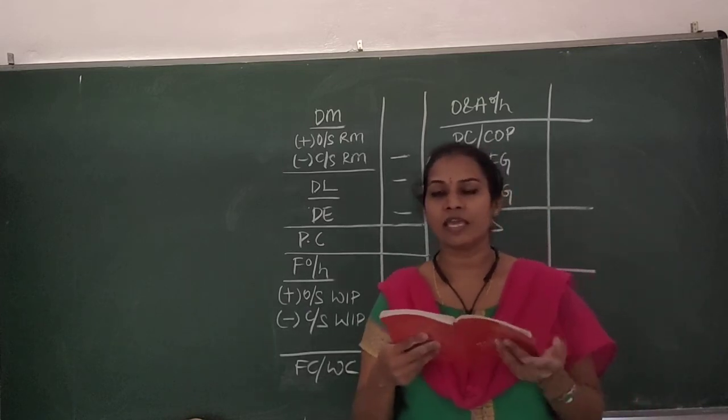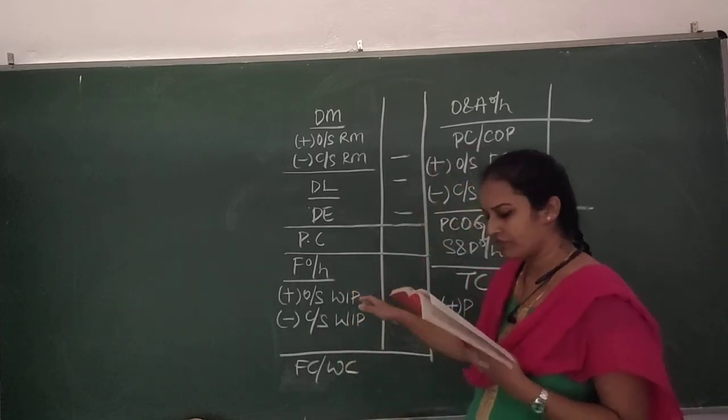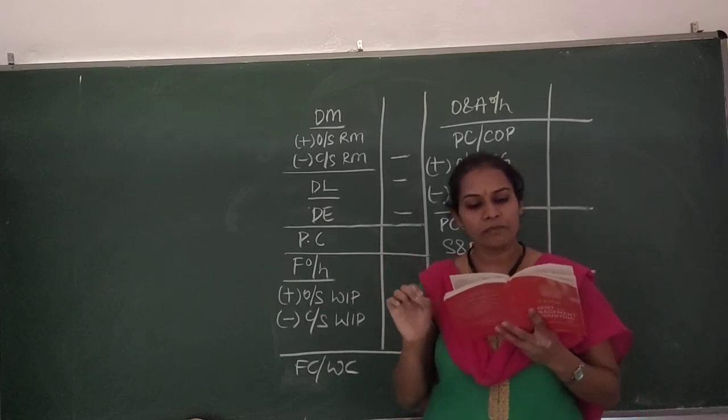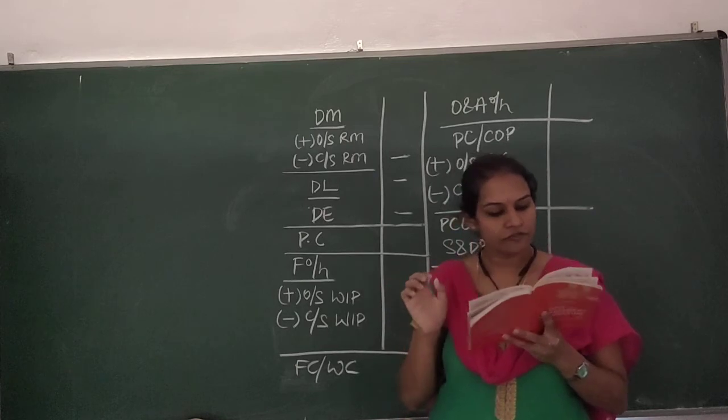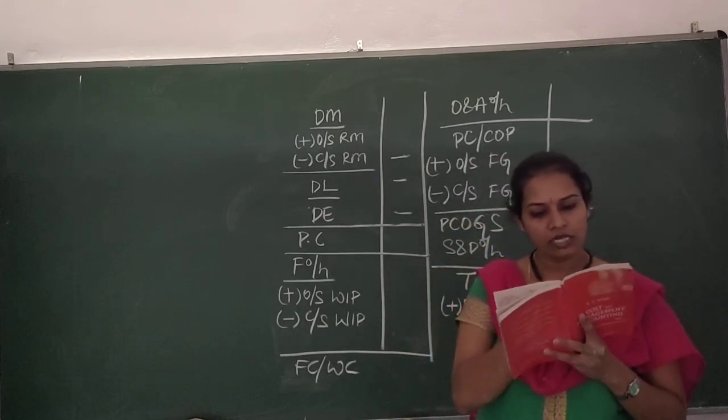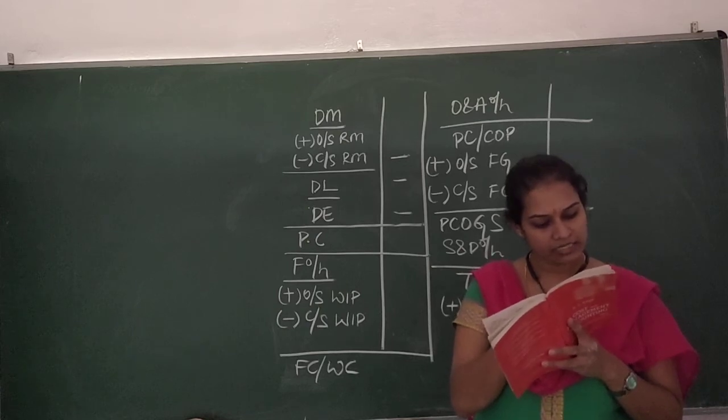Rent and rates: again, rent and rates go under factory, but they've told 50% of works. So 50% of works is nothing but it will go under your rent and rates.